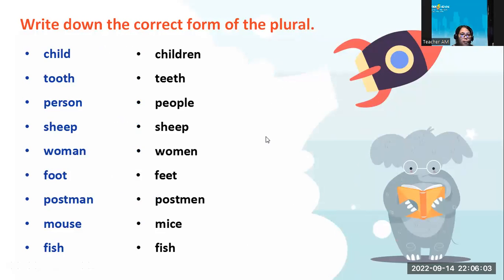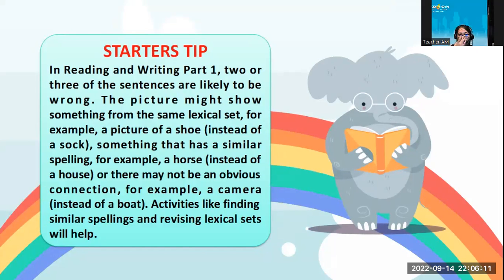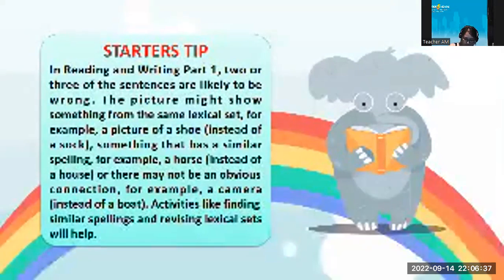So now, let's proceed with the starter's tip. In reading and writing part 1, two or three of the sentences are likely to be wrong. So the picture might show something from the same lexical set, for example, a picture of a shoe instead of a sock. Something that has a similar spelling, for example, horse instead of house. Or there may not be an obvious connection, for example, a camera instead of a boat. Activities like finding similar spellings and revising lexical sets will help.